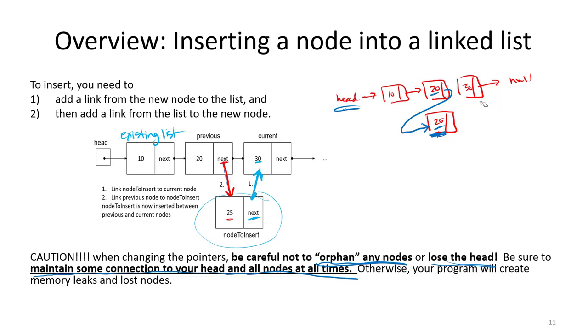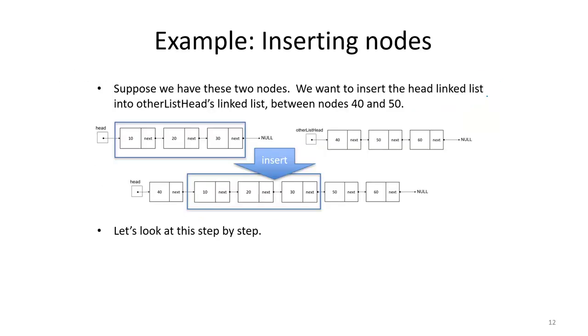We want to make sure if we are inserting the node, we first attach our new node to its insertion point, then we connect this. So we always maintain some connection to all the nodes in our list, and that way we avoid creating memory leaks and lost nodes. So let's go through this insertion process in a bit more detail and practice writing the C++ code for each step.